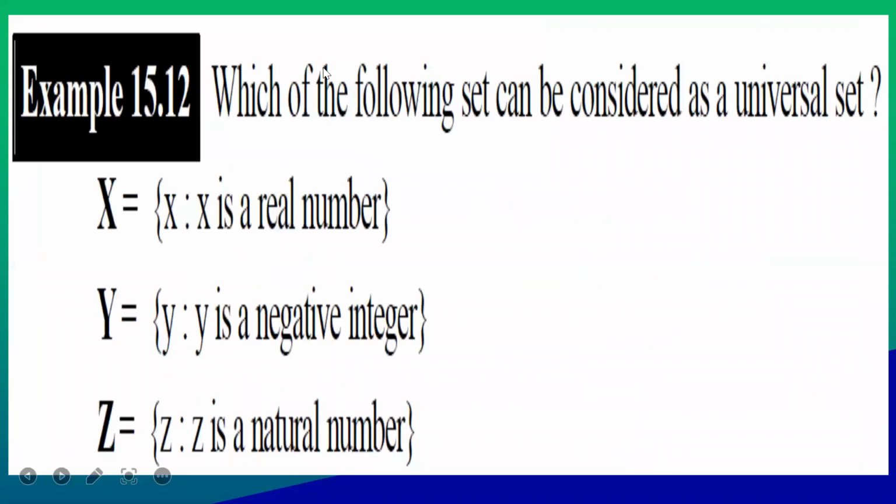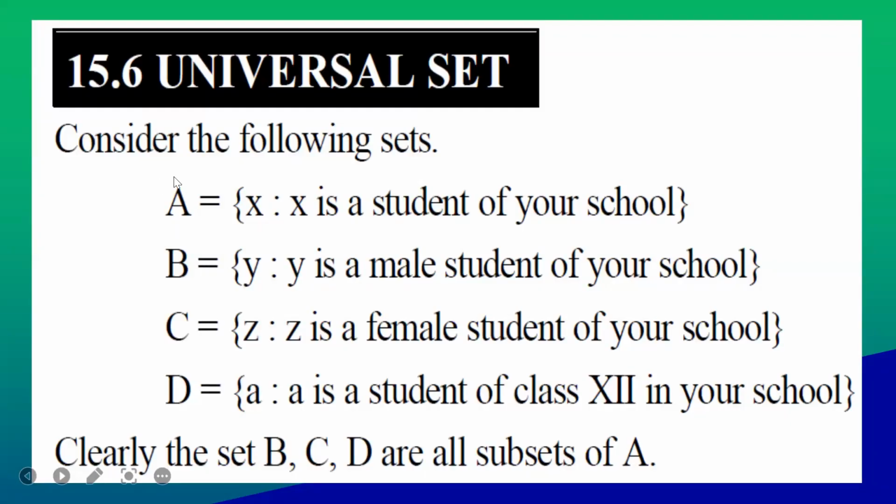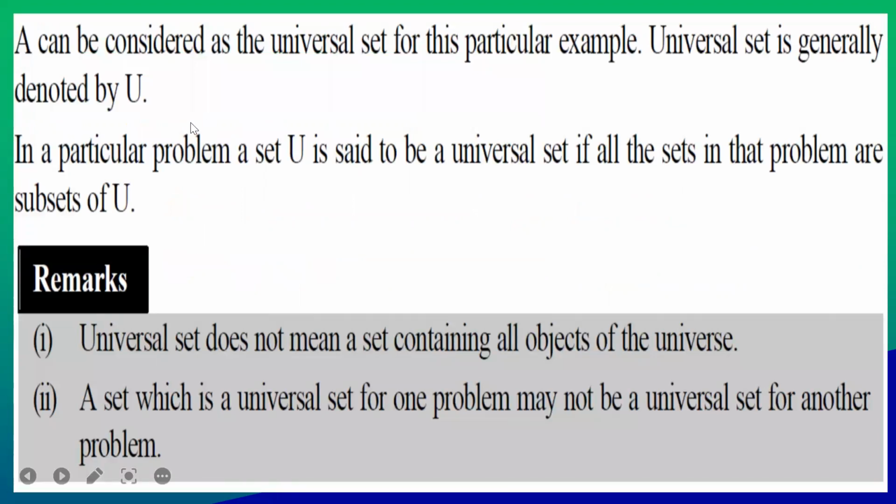A can be considered as the universal set. In this particular example, A is the universal set since sets B, C, and D are all in set A. And the universal set is generally denoted by the uppercase letter U. In a particular problem, a set U is said to be a universal set if all the sets in the problem are subsets of U.